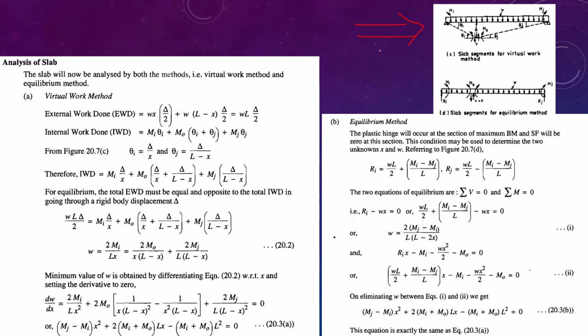So the left side, it shows the analysis of slab. Excuse me, I'll take a water.